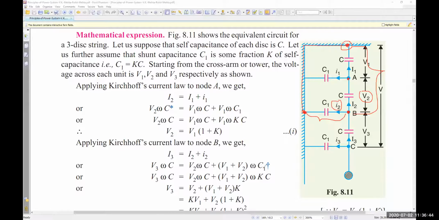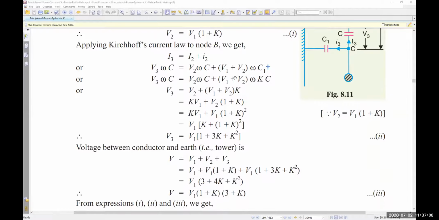Now you can replace the C1 using K. You can multiply it, or you can divide by omega C. You have V3 equal to V2 equal to (V1 plus V2) K, right? Yes. So from there we can multiply it, V1, V2, and we can take the V1 common.